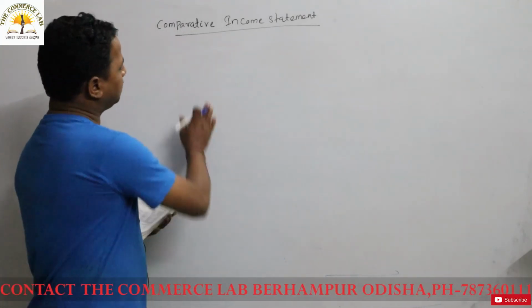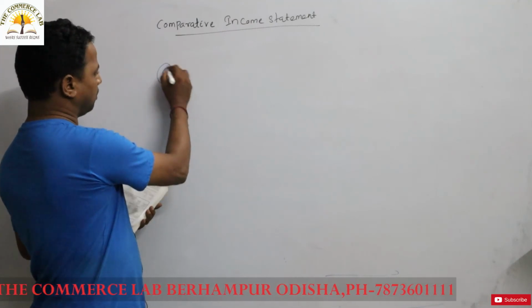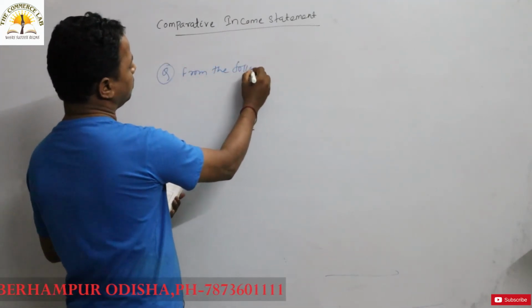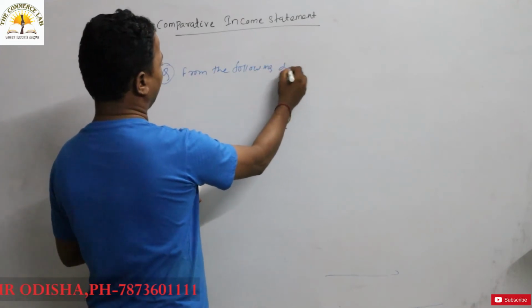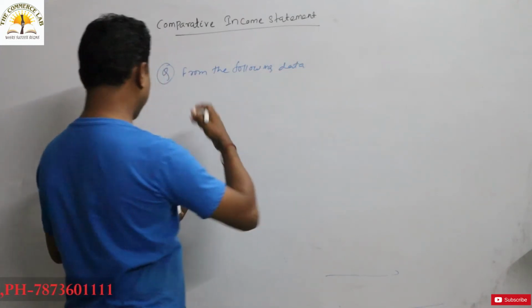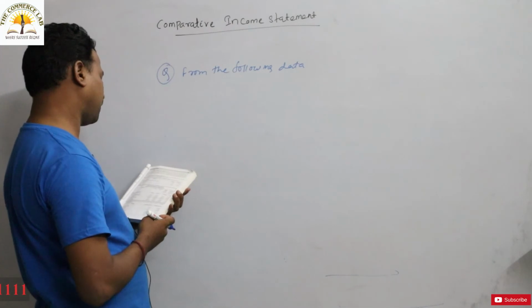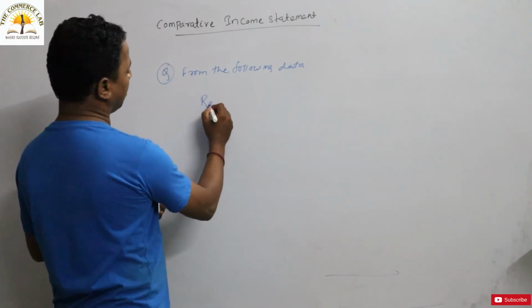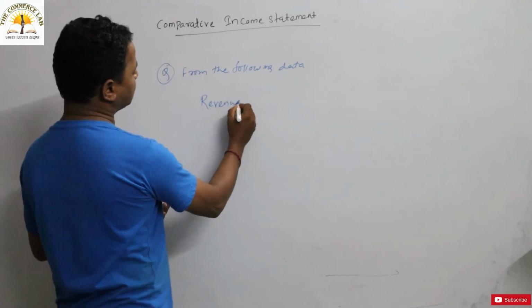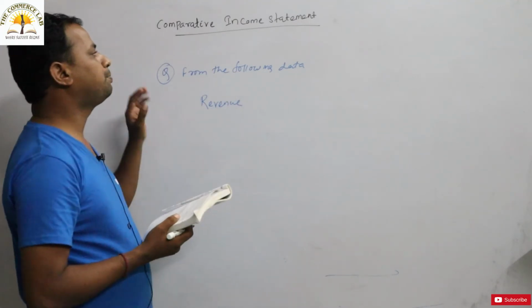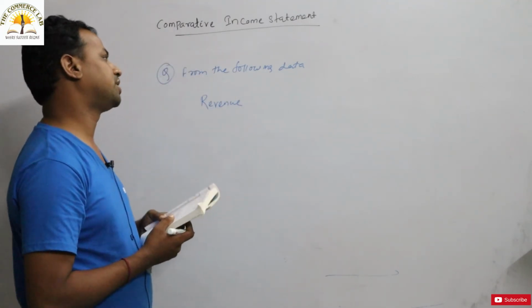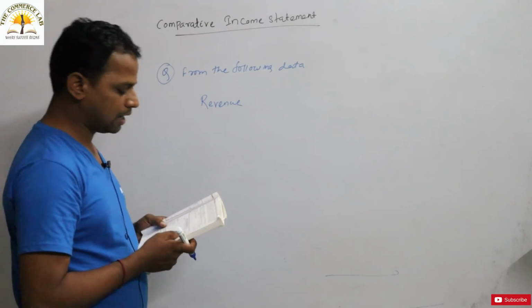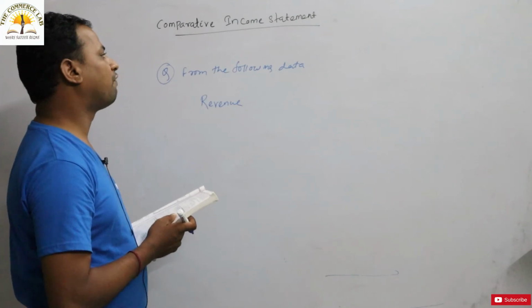Okay, let's take this small question. What it asks is: from the following data, you should prepare a comparative profit and loss, or comparative income from operation. So what is asked in this particular question is that you have to prepare the comparative income statement, or, asked indirectly, a comparative statement of profit and loss.